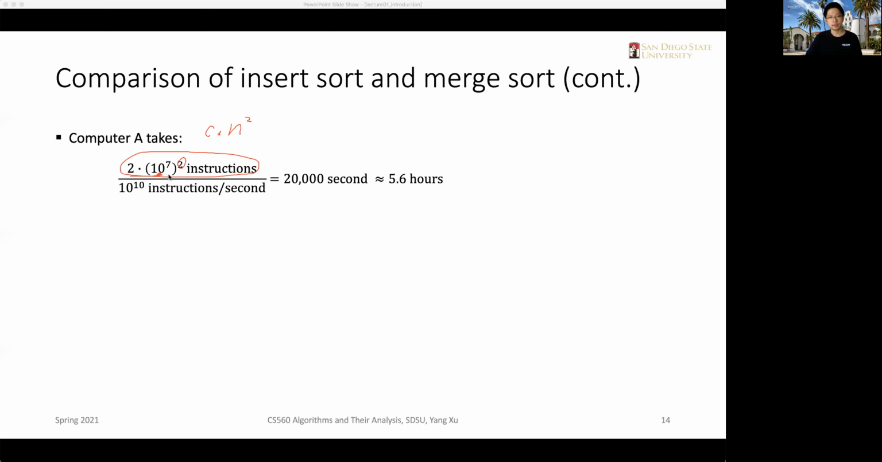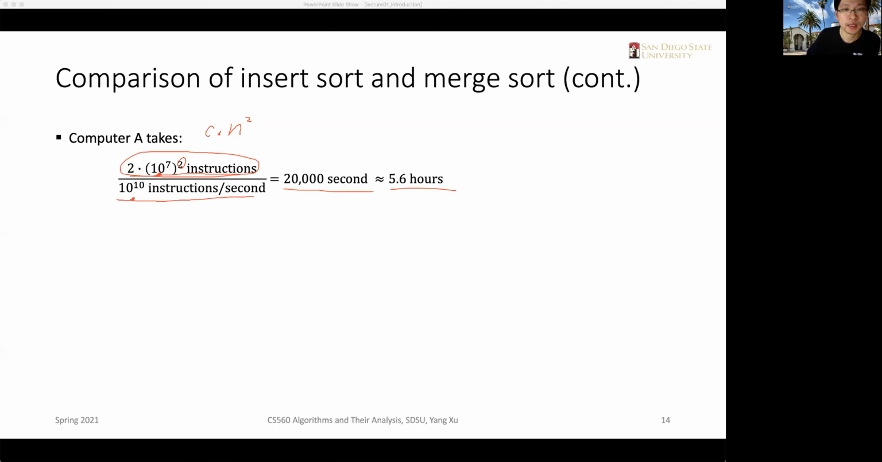So in this numerator, this is the total number of instructions to sort this input sequence. And we will use that to divide by the speed of computer A, because computer A runs 10 to the power of 10 instructions per second. So the result of this division would be 20,000 seconds, which is about 5 hours, more than 5 hours.